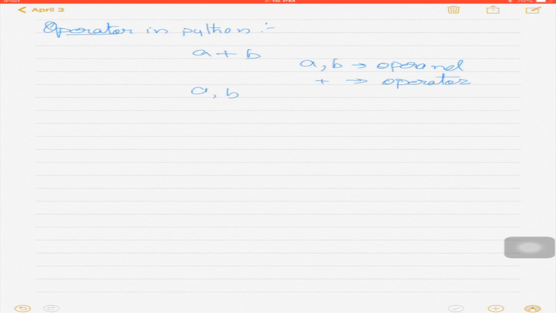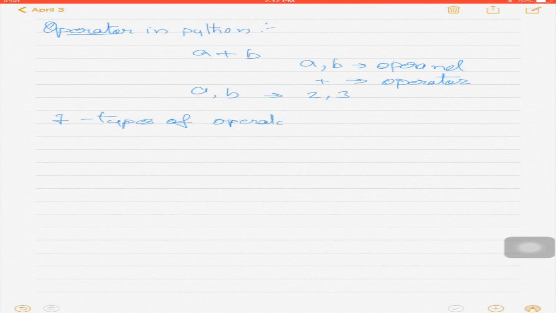They can be strings, floating point numbers, they can even be data structures, the basic or inbuilt data structures present in Python. So we'll discuss these operators. We have more or less 7 types of operators.